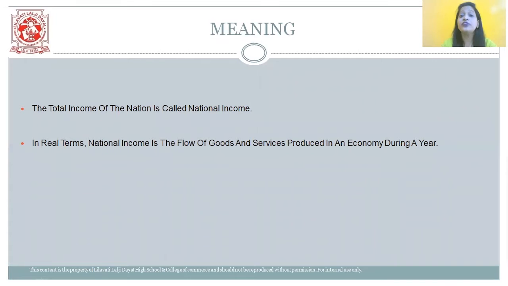So students, let us first understand the meaning of national income. So the total income of the nation is called the national income. In real terms, the national income is the flow of goods and services produced in an economy during a year. So in simple terms, students, national income means the total number of goods and services produced in an economy during one financial year.